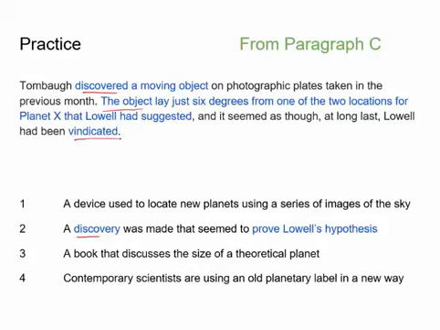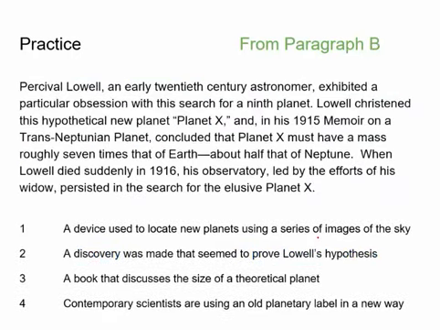And it seemed as though, at long last, Lowell had been vindicated. Okay, to be vindicated means that you are shown to be correct. When people doubt you or don't believe you, and then you are vindicated, that means that you are shown that all along you were right, even though other people may have thought you were wrong. Okay, so this is another way of saying that Lowell's hypothesis, Lowell's theory about Planet X was proven to be correct. And that's what we got from question number 2. So there's your answer, paragraph C, and it's taken from this part that we see up above.